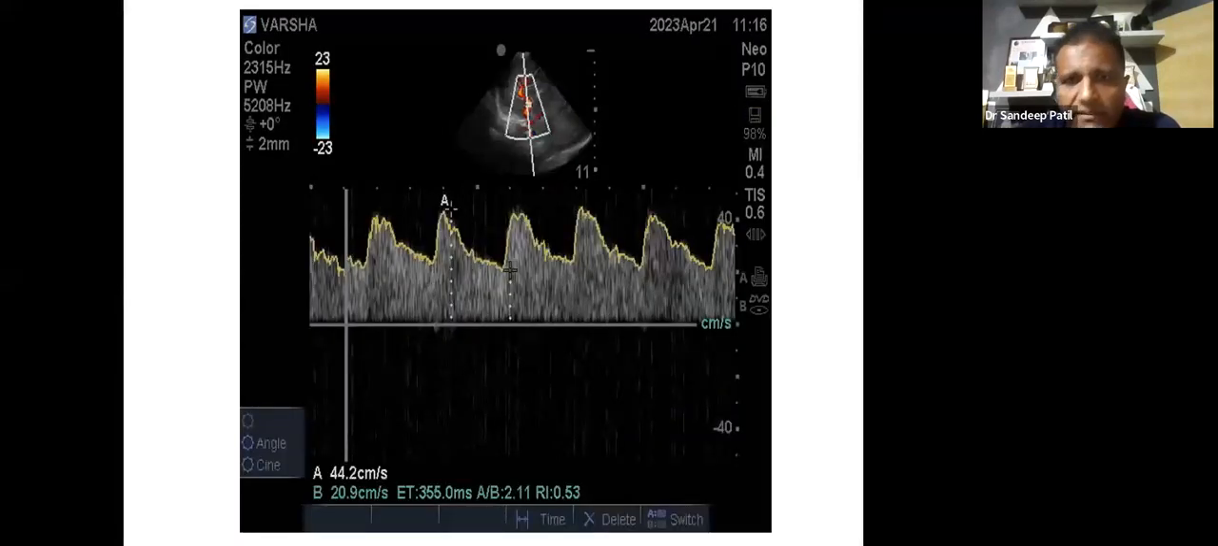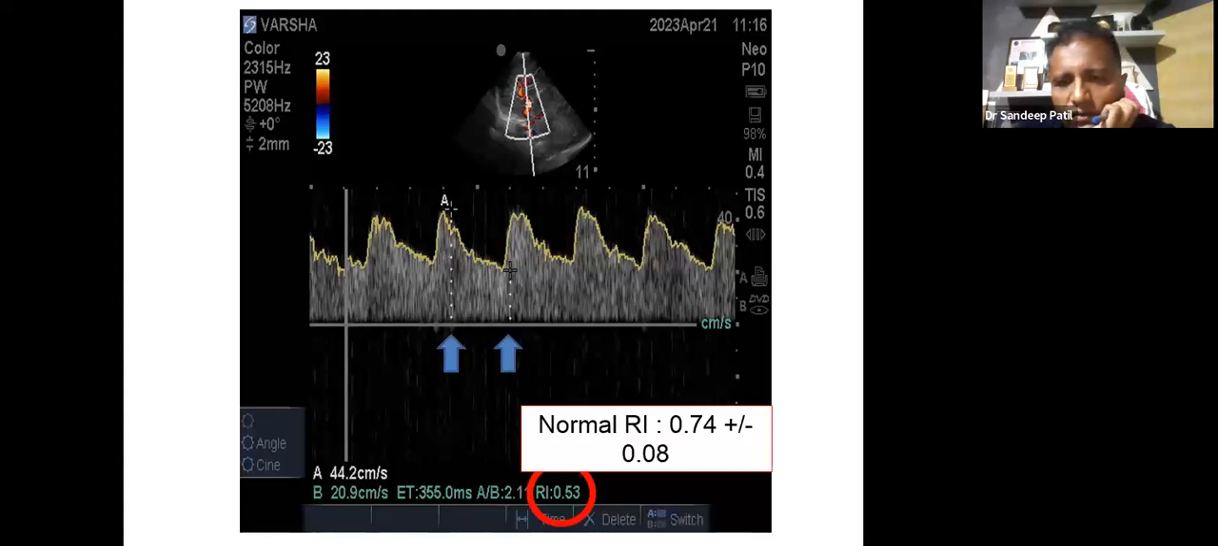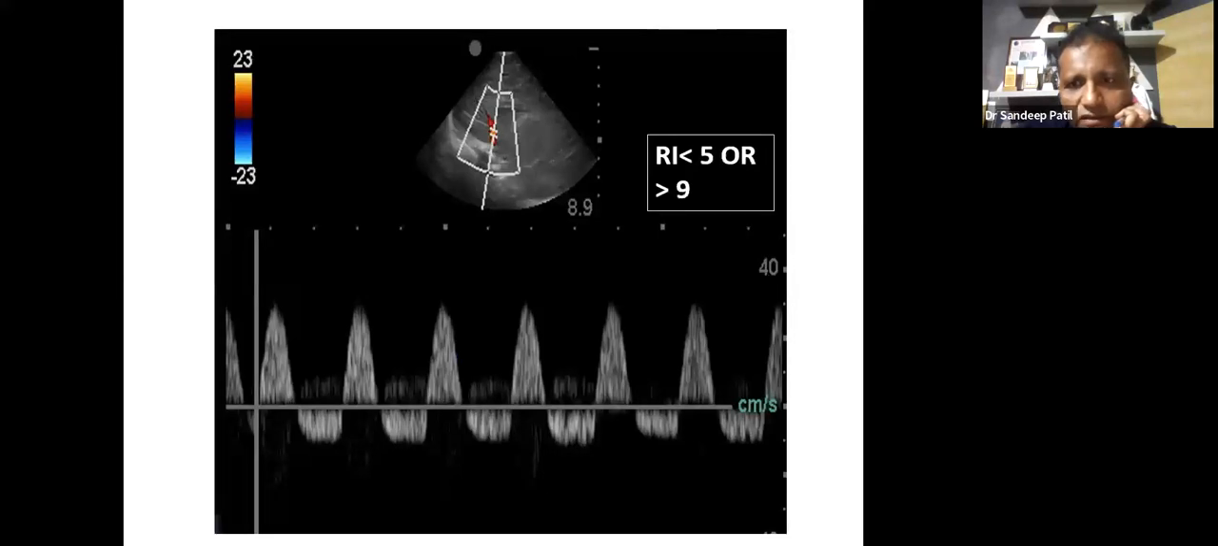So what you will find after updating that, this is the peak systolic velocity, and this is the diastolic velocity. So the resistive index in this child is 0.53. The normal value of resistive index is 0.74 plus or minus 0.08. So resistive index should be between 0.5 to 0.9. So basically, you should daily monitor the resistive index of the child for prognostication of a newborn. In case of severe birth asphyxia, this is an upcoming parameter which is useful for prognosticating the child as well as counseling the parents whether the baby is improving or deteriorating.